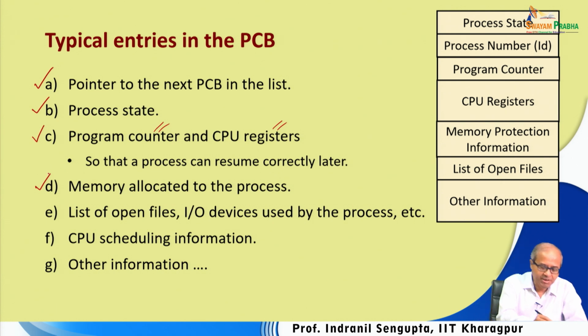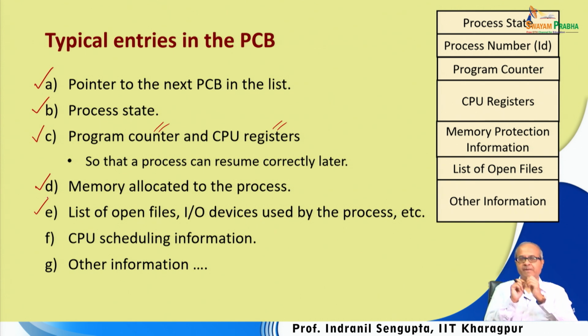In addition to the memory, you need to store the list of all the files that are currently open by the process, because when you open a file, you normally read or write from the file in a sequential order. So, you have to maintain which file was opened, the file pointer, and currently where in the file you are reading or writing. So, all that information must be there. In addition, if the process was using some IO device, then that information must also be there.